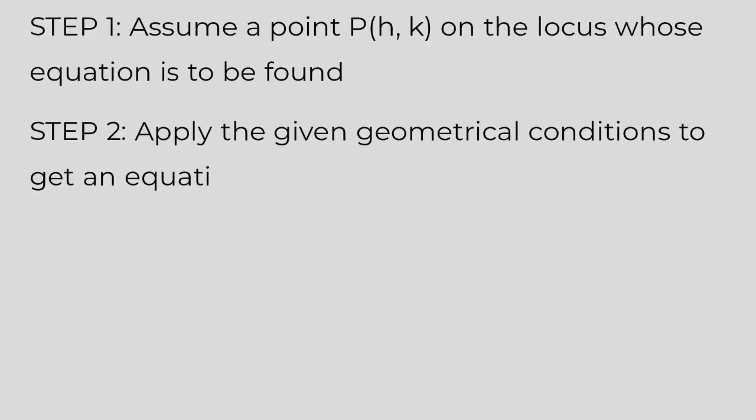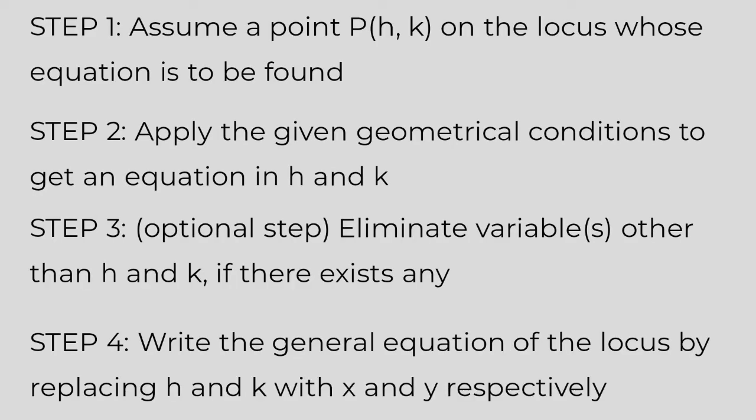The first step said you need to assume a point (h, k) on the locus whose equation is to be found. The second step says that using the geometrical condition given, you need to form an equation in terms of h and k. The third step, which is also an optional step, is to eliminate all variables other than h and k. And finally, the fourth step is to generalize the equation thus obtained by replacing h and k with x and y respectively, and you will get equation of locus. It's as simple as that.